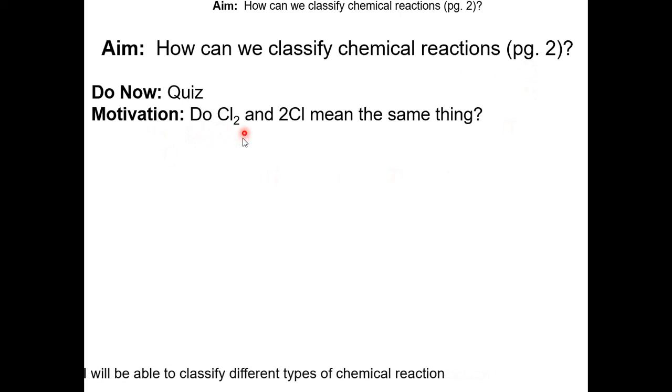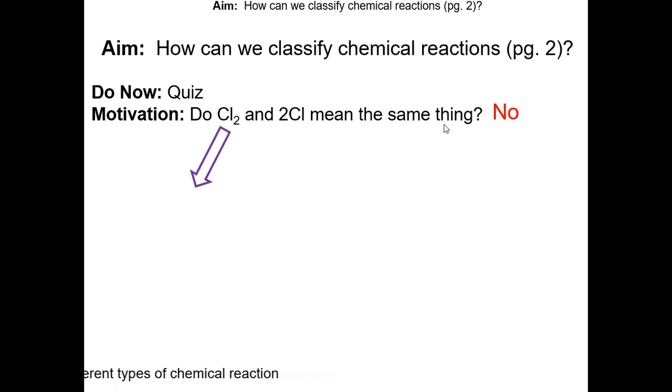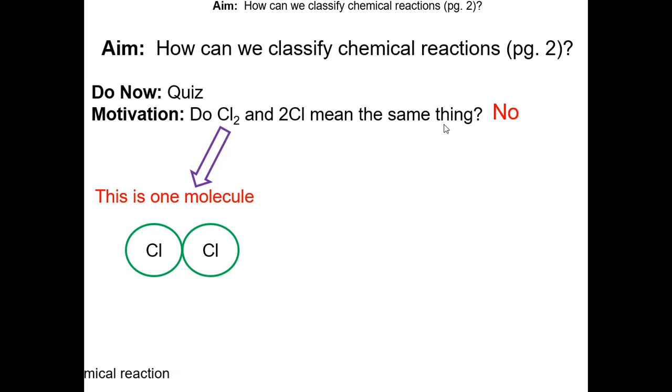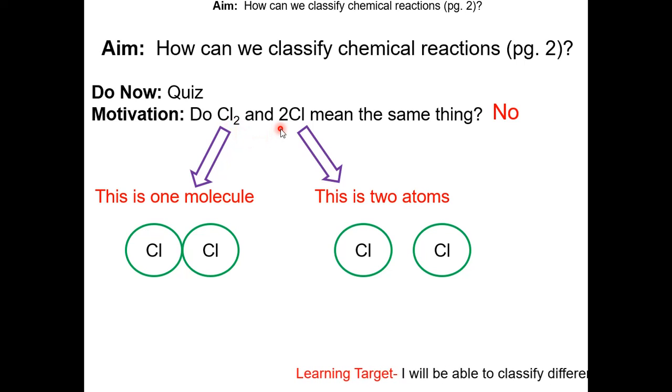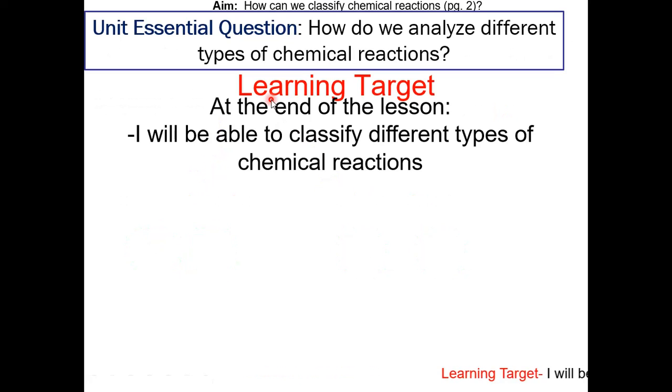Motivation. Do Cl2 and 2Cl mean the same thing? They don't. Cl2 is one particle or one molecule. 2Cl means there are two particles or two atoms. So they do not mean the same thing. They represent two different things. If you look at the chemical formula, one of them has 2 as the subscript and the other one has 2 as the coefficient.